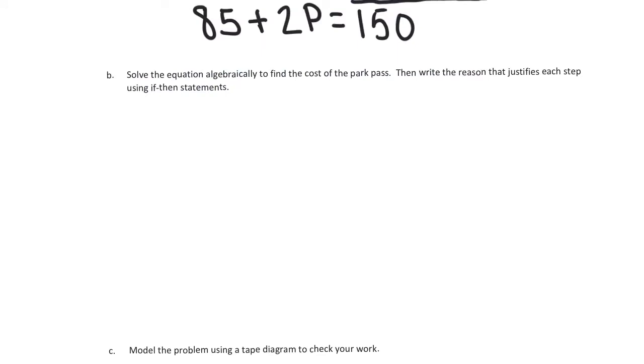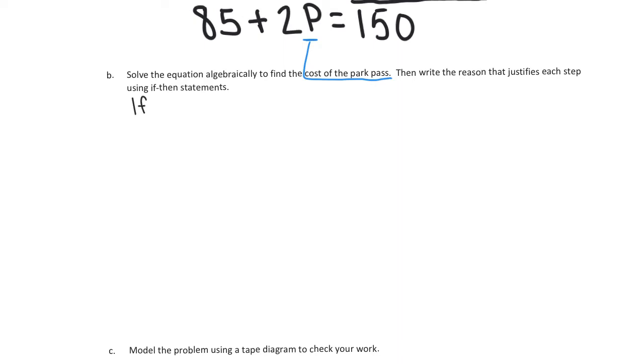Let's move on to B. Solve the equation algebraically to find the cost of the park pass. Then write the reason that justifies each step using if-then statements. So remember, in the equation that we just wrote above, P represents the cost of the park pass. So we want to find what P represents in this equation. To do that, we need to get P by itself. So we are going to be using our if-then statements.